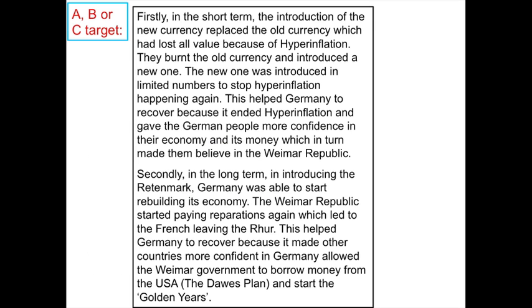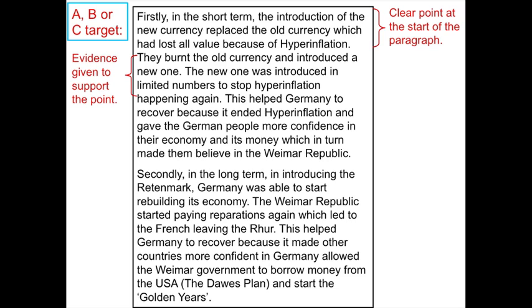Let's have a look at a target A, B or C grade answer. Here you can clearly see the two paragraphs, and this is the question about the introduction of the Rentenmark. Let's have a look at what this candidate's written. Firstly, in the short term, the introduction of the new currency replaced the old currency which had lost all value because of hyperinflation. They've given us a clear point there at the start of the paragraph. They burnt the old currency and introduced a new one. The new one was introduced in limited numbers to stop hyperinflation happening again. There's their evidence to support their point.